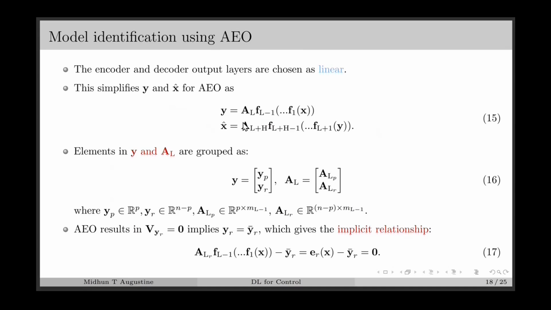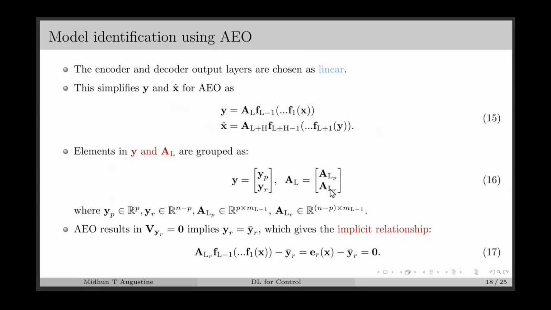Since the latent variables are ordered in decreasing variance, we can arrange the latent variables as principal variables, which consist of the significant variances, and also the residual variables, which consist of nearly zero variance. Let's say the first p variables have significant variance, and the remaining n minus p variables have nearly zero variance. Then we can also split the weight matrix for the output layer of the encoder as the principal part and also the residual part.